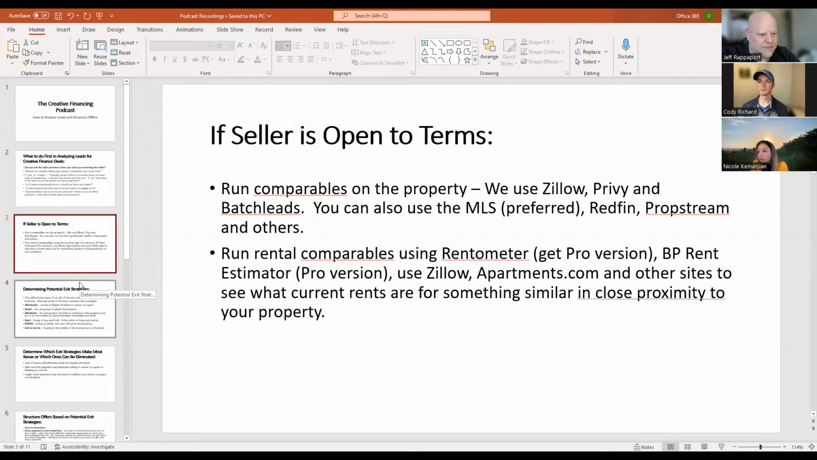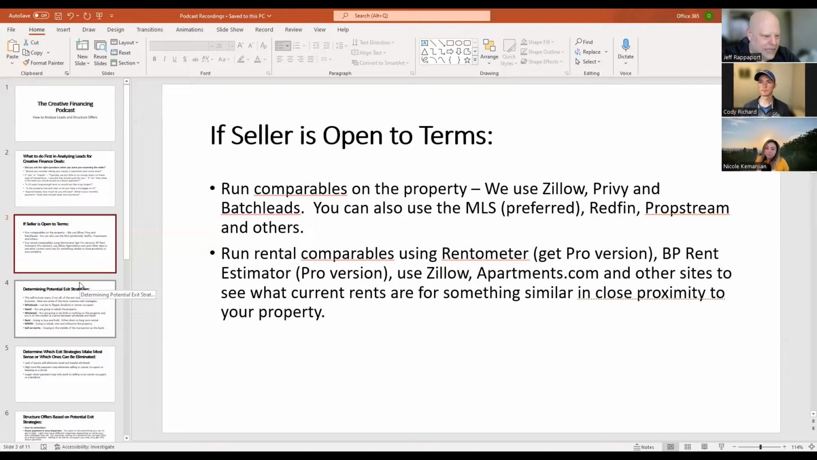Then there's some other stuff. There's Redfin, there's PropStream, there's other software, but these are the three that we currently use. Okay. And then we're going to run rental comparables. The reason we want to do this is it may not fit for every lead, but if I'm going to potentially try to sell this to an owner occupant, I just want to know what the current rents are and what a payment would look like to that person and how different they're going to be.